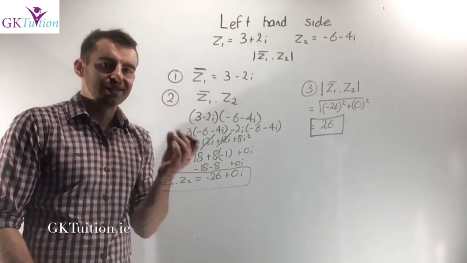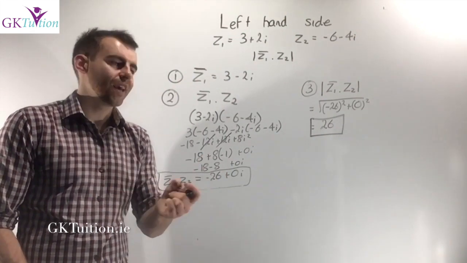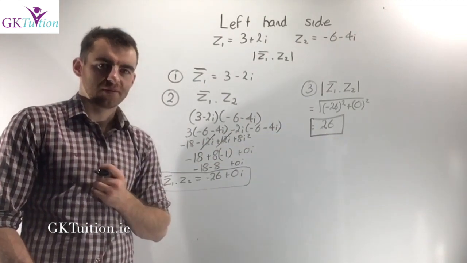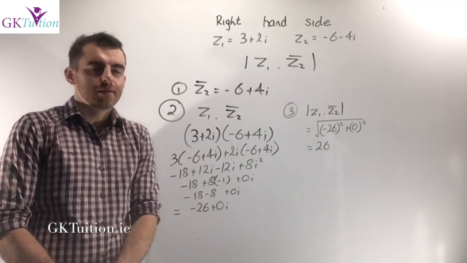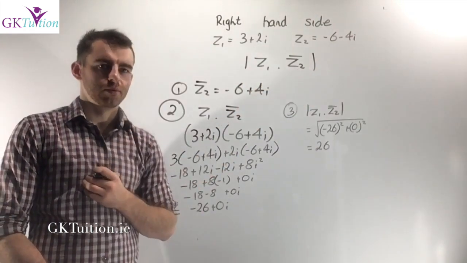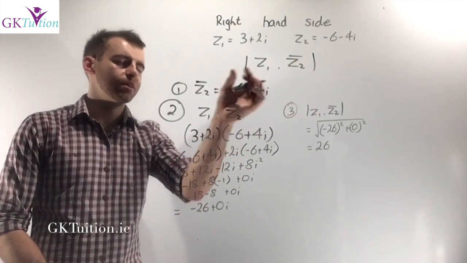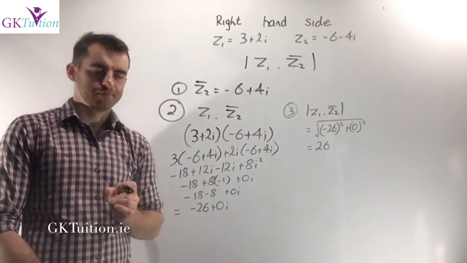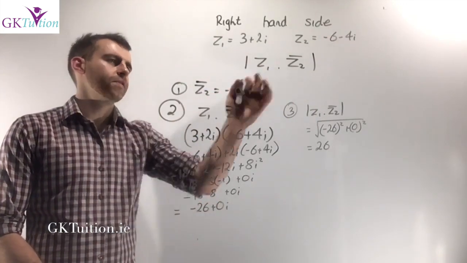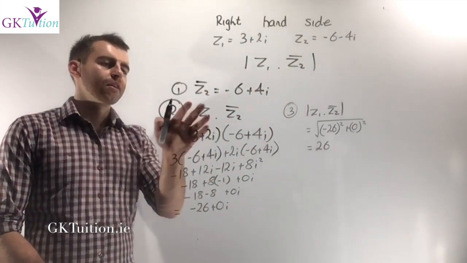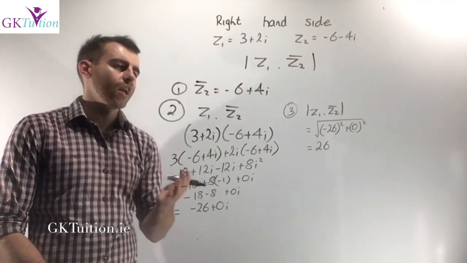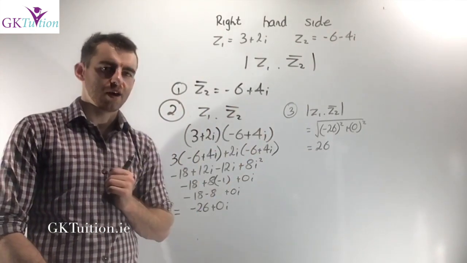I now need to do something similar with the right hand side and investigate. Basically, I want to investigate if I'll get the same answer as I got for the left hand side. Okay, so the right hand side is similar enough. I was asked to get the modulus of Z1 by the conjugate of Z2. I multiply the conjugate of Z2 by Z1 and then I get its modulus. So the first thing we need to do is identify what the conjugate of Z2 is. If Z2 is minus 6 minus 4i, then the conjugate of Z2 is minus 6 plus 4i. All I did there was change the sign of the number in front of the i.